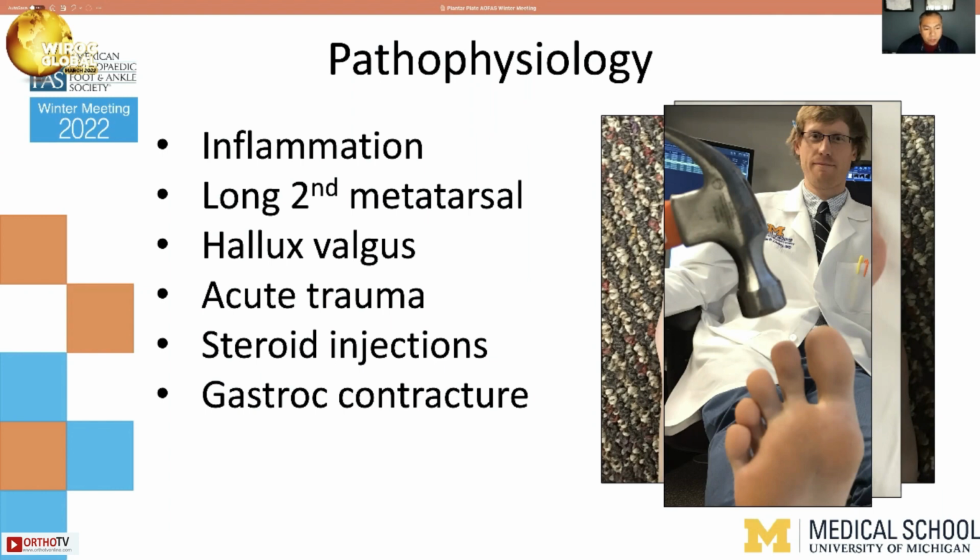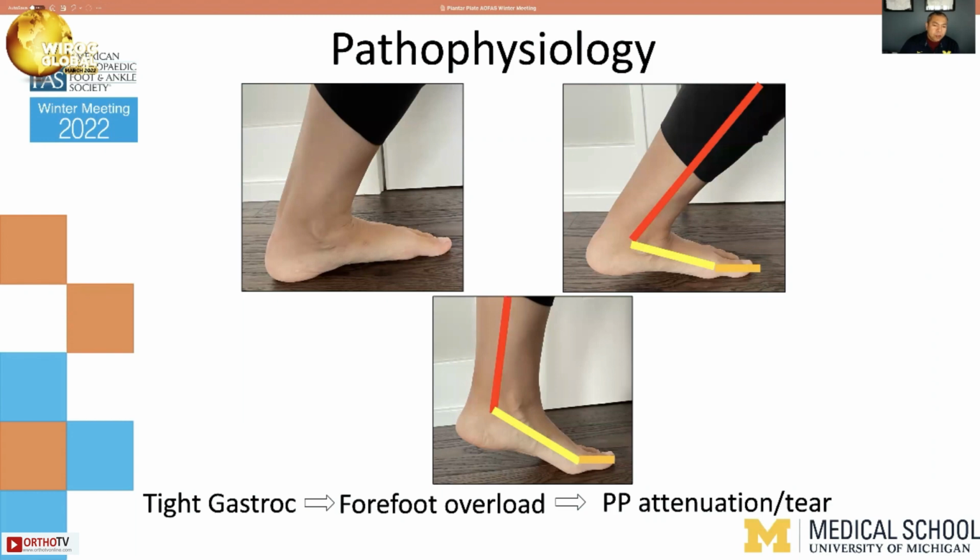And then another mechanical reason are things like gastrocnemius contractures, where if you have a tight gastroc, in the gait cycle, it leads to forefoot overload and eventually can lead to attenuation or tearing of the plantar plate.